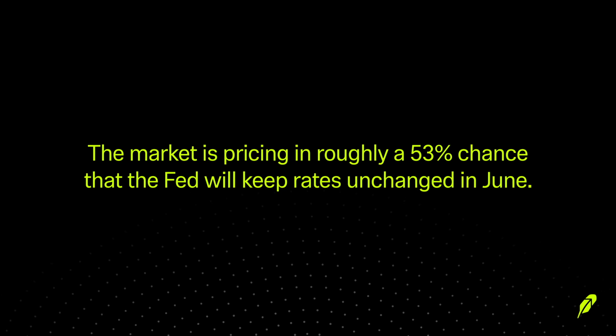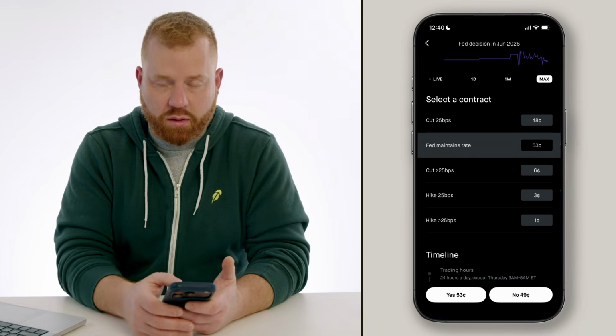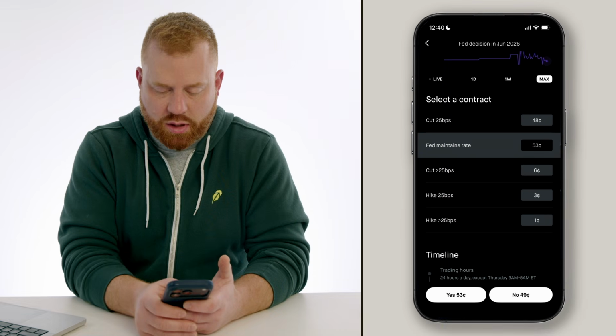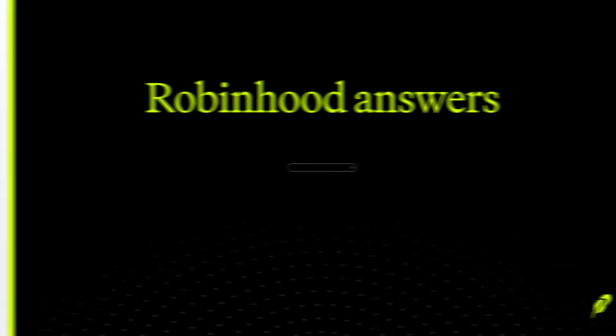That means the market is pricing in roughly a 53% chance that the Fed will keep rates unchanged in June. Meanwhile, the lower price contracts, like those trading for 3 cents and 1 cent, that's telling us that pretty much a rate hike for June is off the table. Of course, that can change over time leading up to the event.